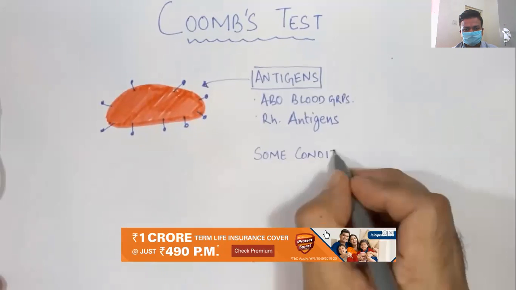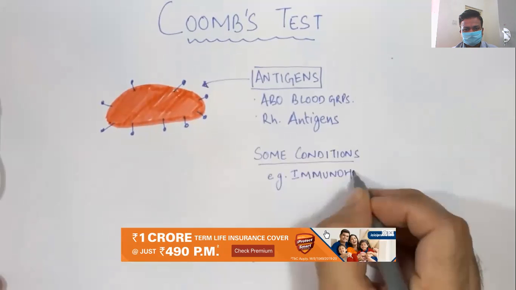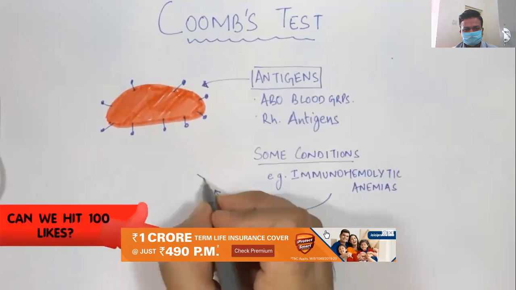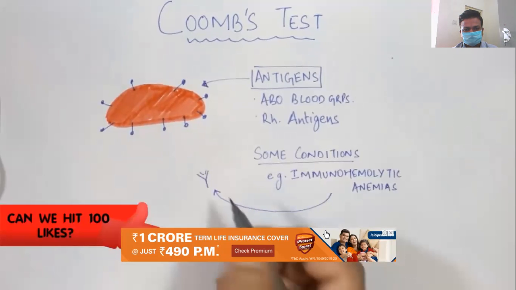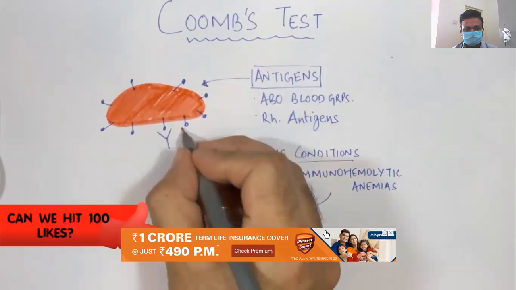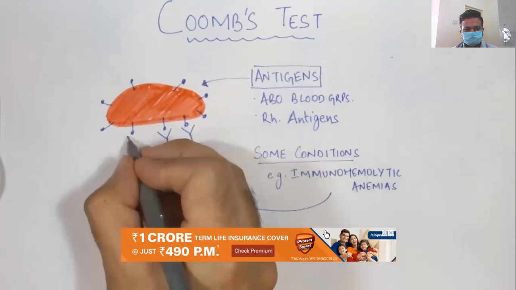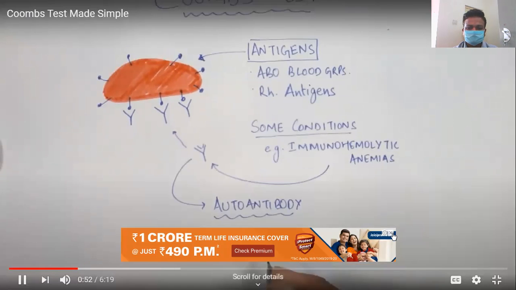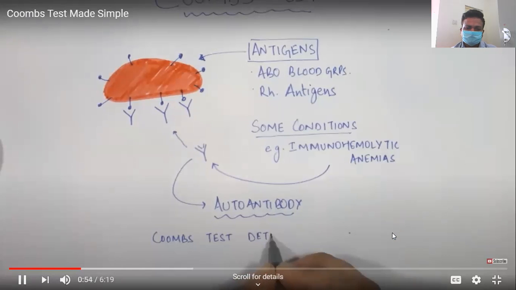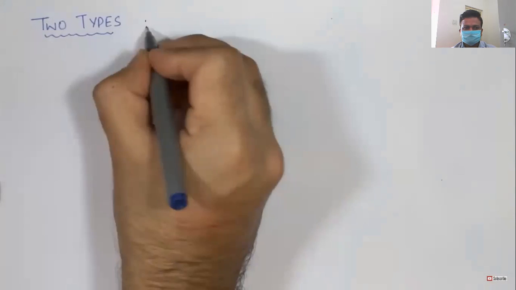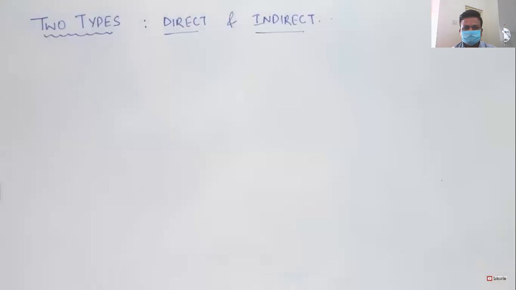In some conditions of the body, for example the immunohemolytic anemias, the body produces certain types of antibodies directed against these antigens. These antibodies attach to the antigens and cause immune mediated destruction of the RBCs and lead to anemias. This antibody is known as the autoantibody. The Coombs test is done to detect these types of antibodies. There are two types of Coombs test, the direct type and the indirect type.